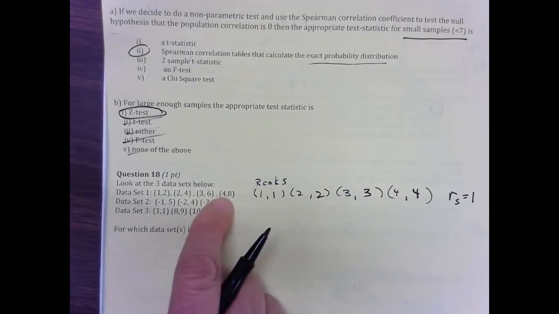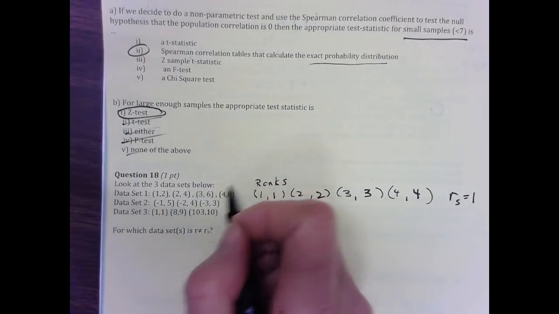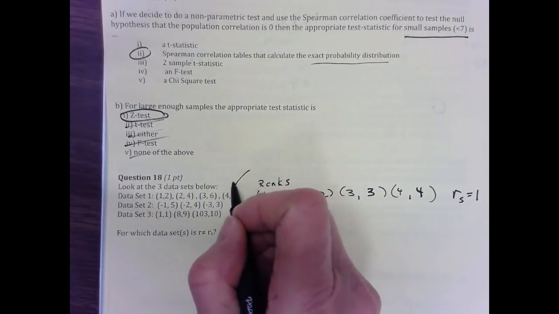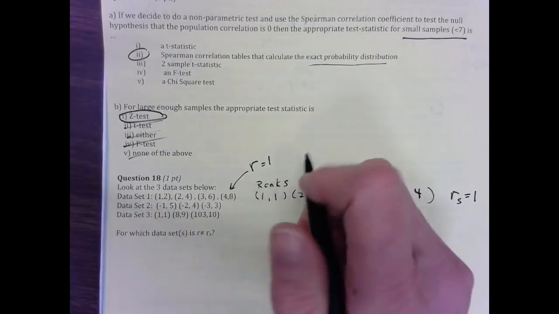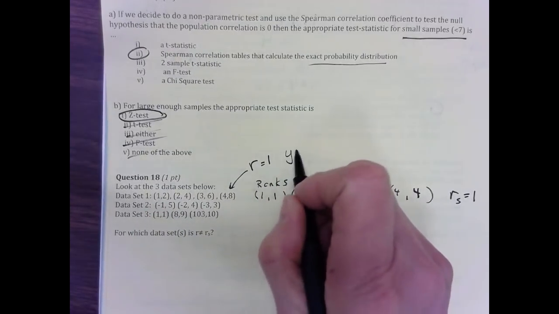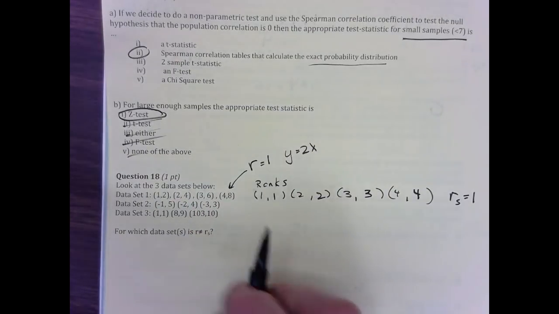Yes, if you plotted this, it would be a line. So this data set 1 also has R equal to 1, because you can see that Y is equal to 2X. All right, let's do our next one.